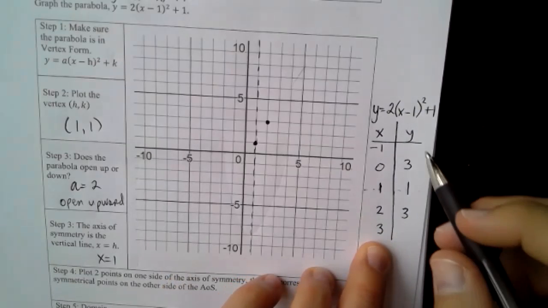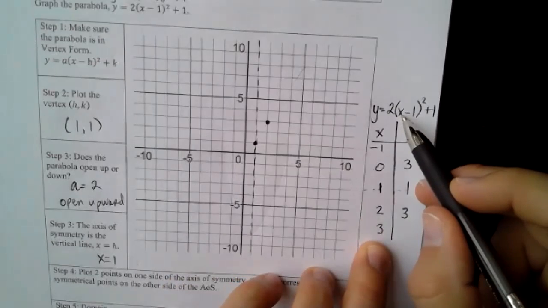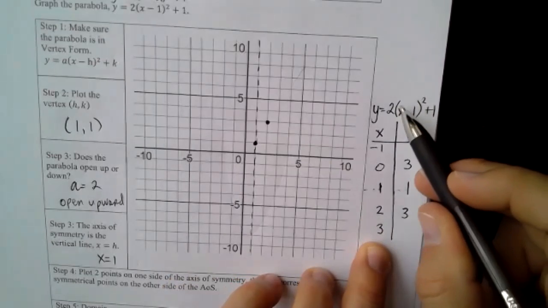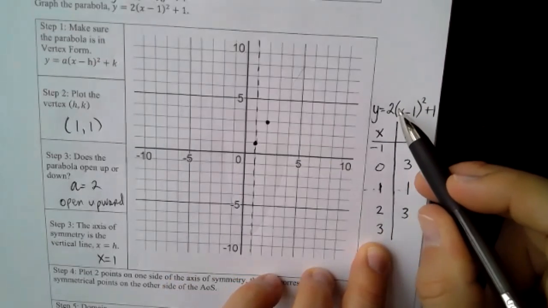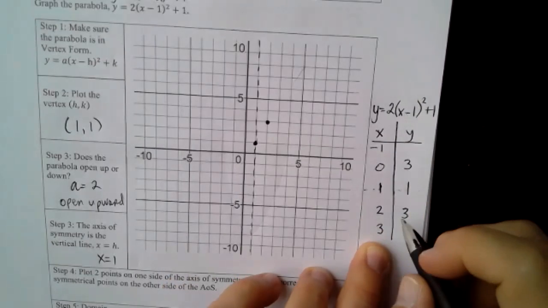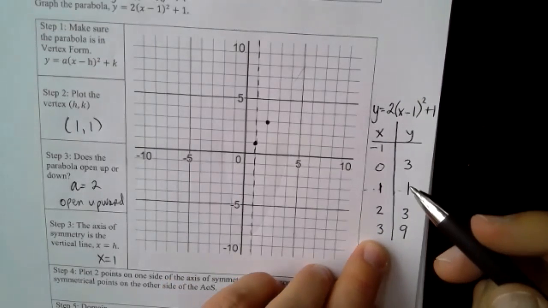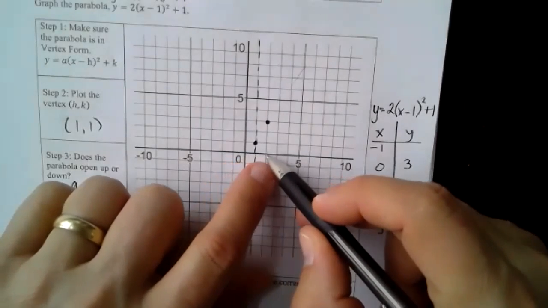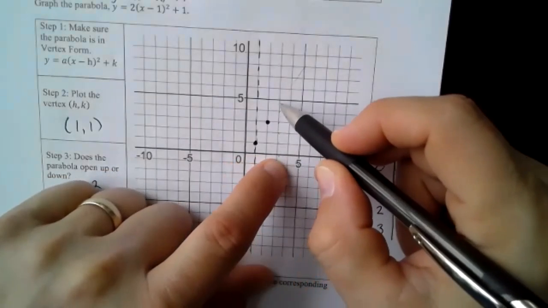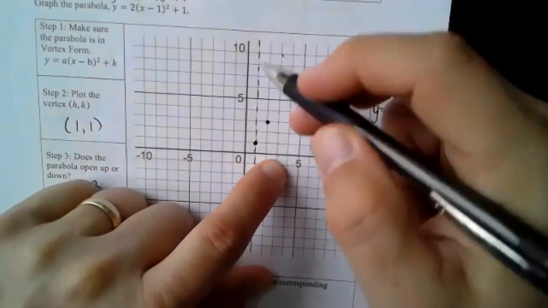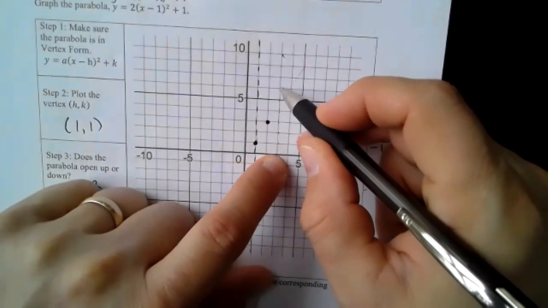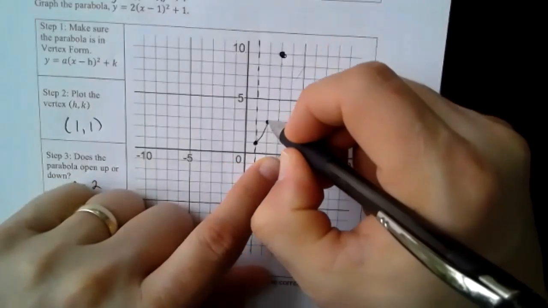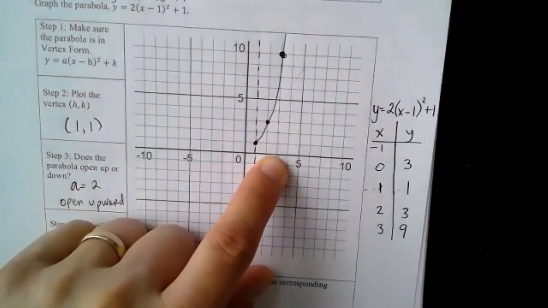Let's go down here to 3. All right, let's put 3 in here. 3 minus 1 is 2. 2 squared is 4. 4 times 2 is 8. And 8 plus 1 is 9. Okay, and so we can go over here to 3 comma 9. Go out to 3. 1, 2, 3, 4, 5, 6, 7, 8, 9. Double check that. I'm going to put my dot right there. Okay. So my graph is going to extend upward like that.